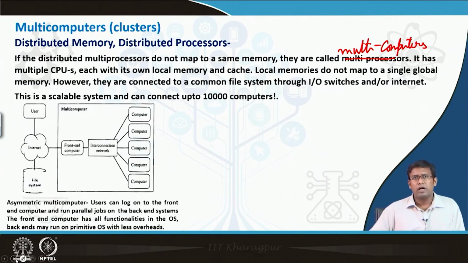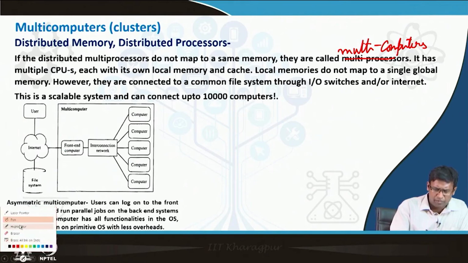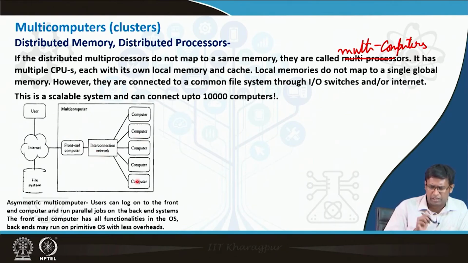One idea is called the asymmetric multi-computer. That means there is a user who can talk to the internet, and through the internet he can access the front-end computer, and the front-end computer is connected with an interconnection network which is connected with many other computers.